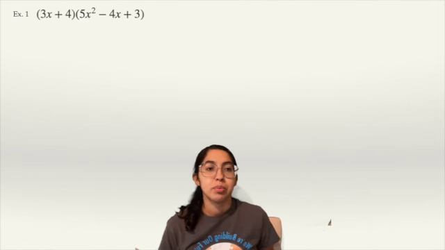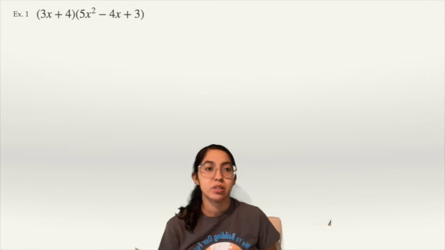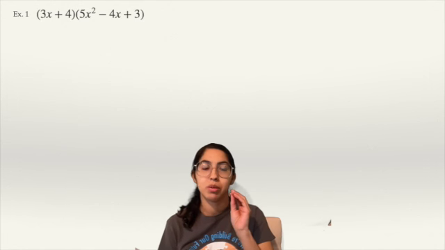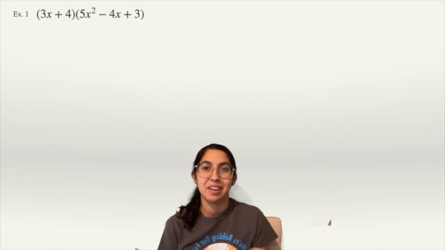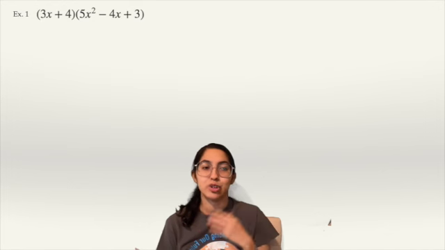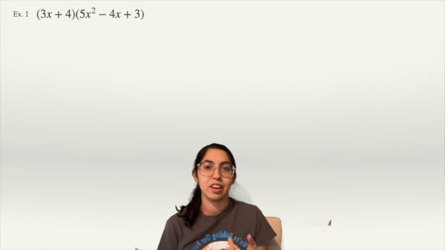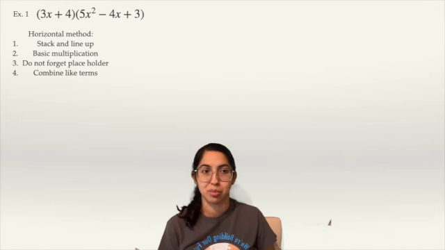Our first example is 3x plus 4 times 5x squared minus 4x plus 3. We're going to start with the horizontal method, and we're going to do this problem 3 times: horizontal method, vertical method, and then box method, so you can see which one you like best, and then we'll do FOIL with a different problem.